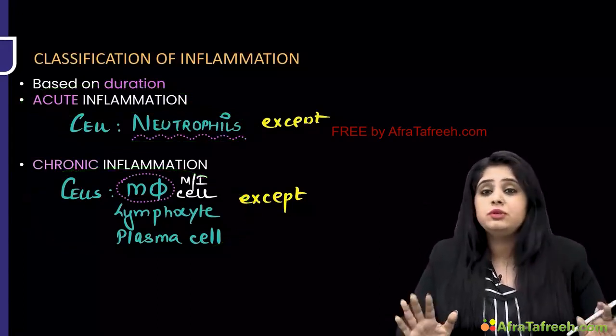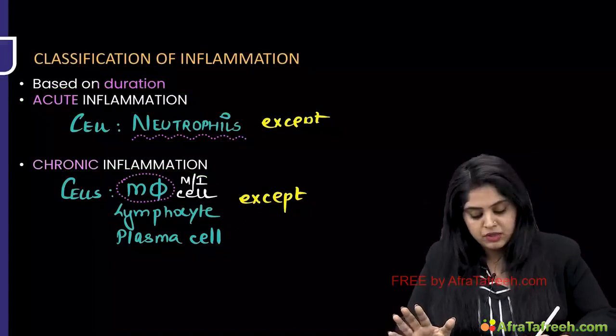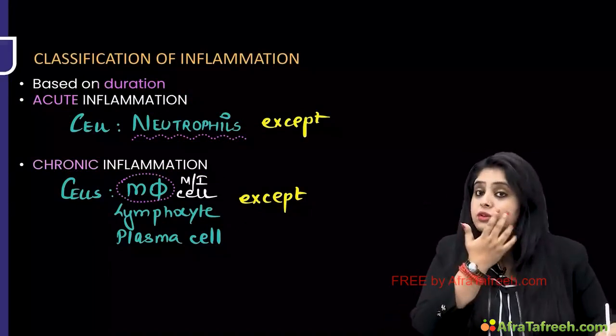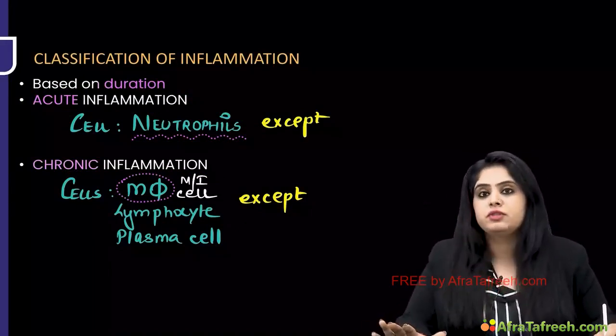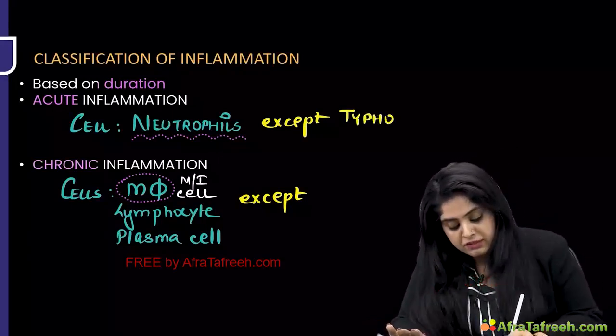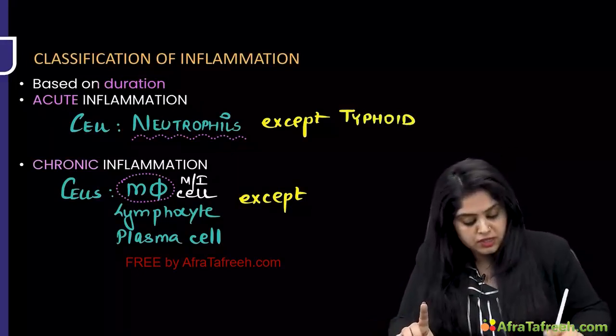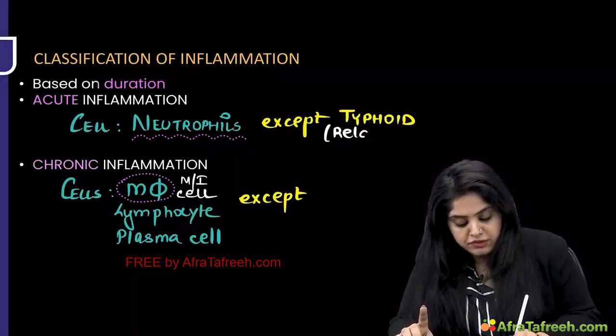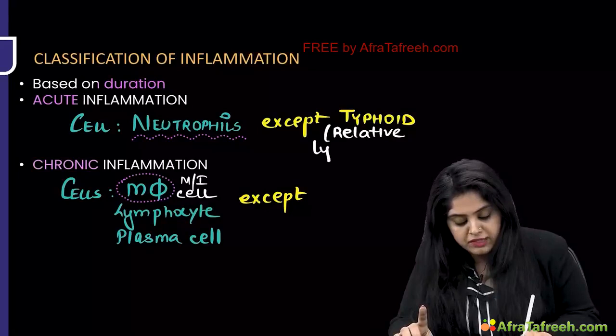I am telling you a rule, which means I'm going to tell you an exception. Please remember, all acute inflammations show neutrophils except for typhoid fever, because typhoid is an acute inflammation but does not show neutrophils. It shows relative lymphocytosis.